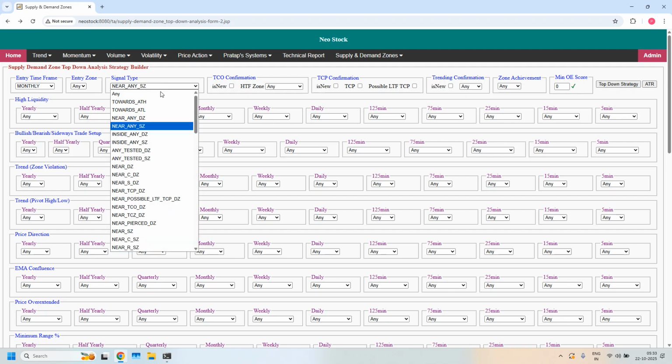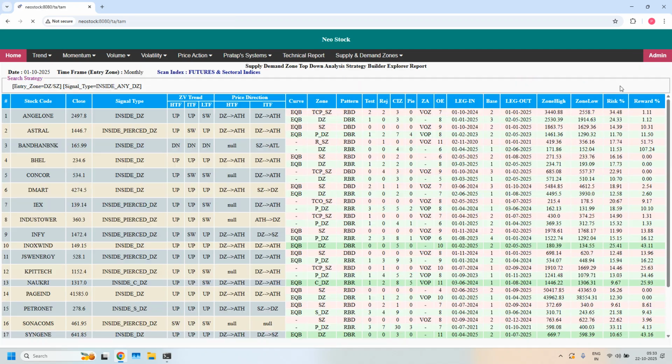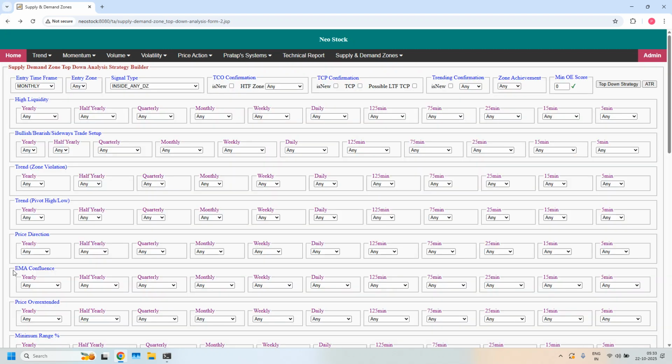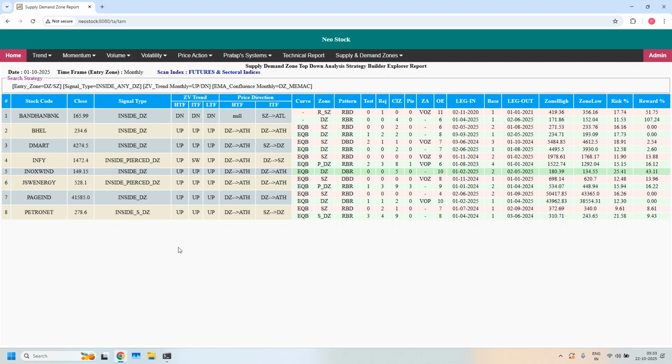Next, price closed inside the monthly demand zone. First 17 stocks in the list. Scrolling the list down, 21 stocks are filtered. We can further filter this list based on monthly demand zone having monthly EMA confluence. And trend on the monthly should not be sideways. So we got 8 stocks.